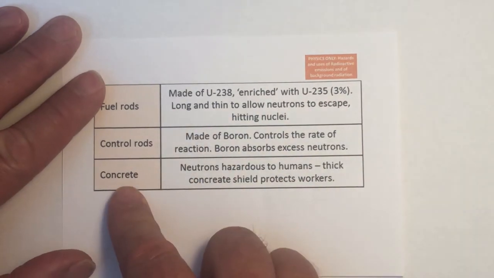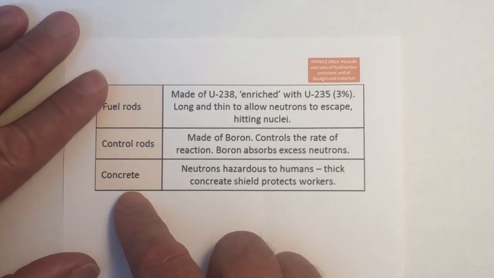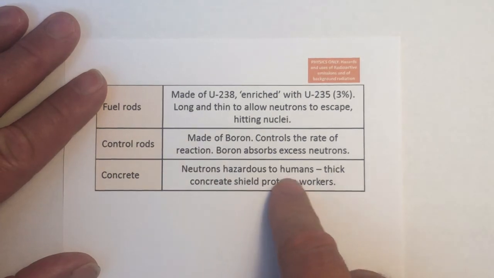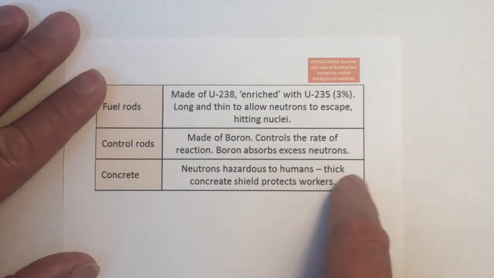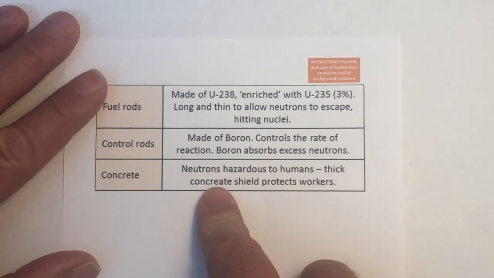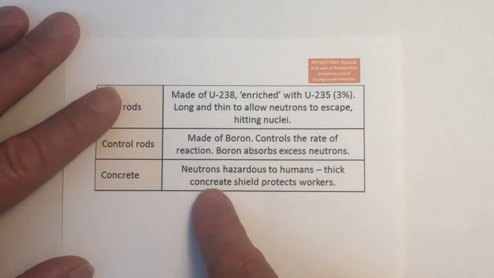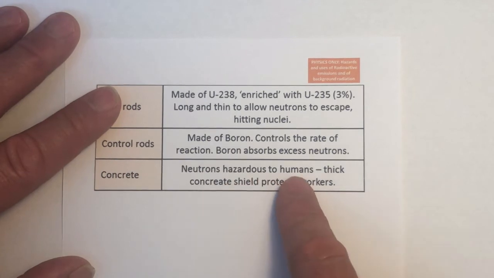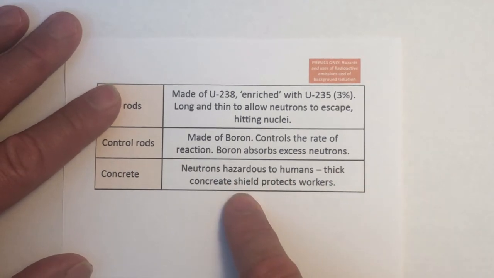It's also controlled because the whole area is then encased in concrete. Now, neutrons are hazardous to humans, right? So they have a thick concrete shield to protect the workers. Make sure you spell concrete correctly. Okay, so neutrons are hazardous to humans, so they have a thick concrete shield to protect the workers.